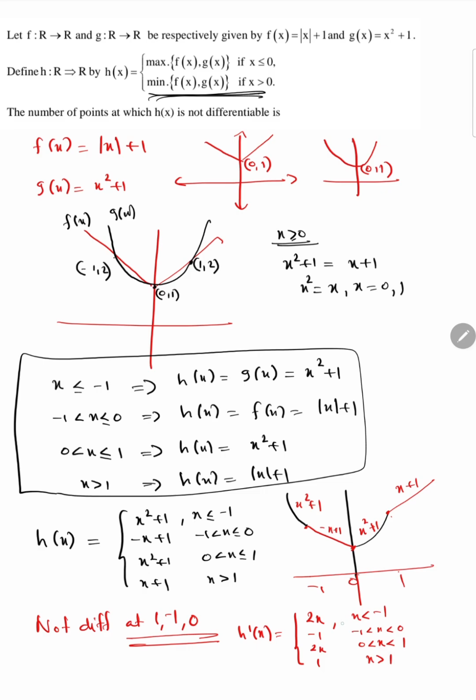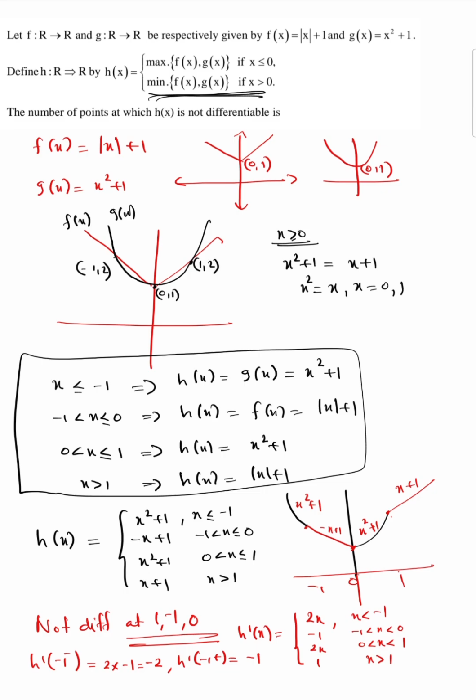Now you can see that on the left side of minus 1, the derivative will be 0. Left hand derivative at minus 1 will be 2 into minus 1, which will be minus 2. Now the right hand derivative at minus 1 plus, you need to take the right side, which is minus 1. So at minus 1, LHD is not equal to RHD. So it is non-differentiable at minus 1.